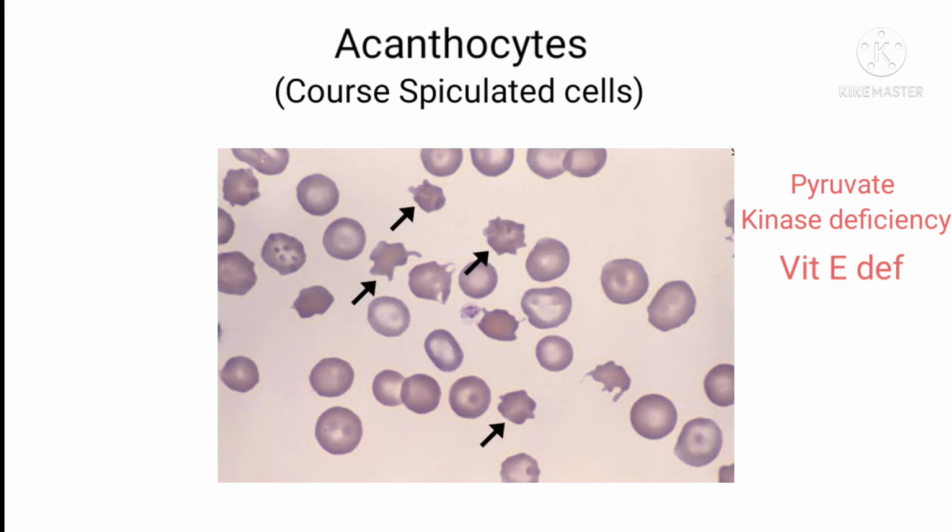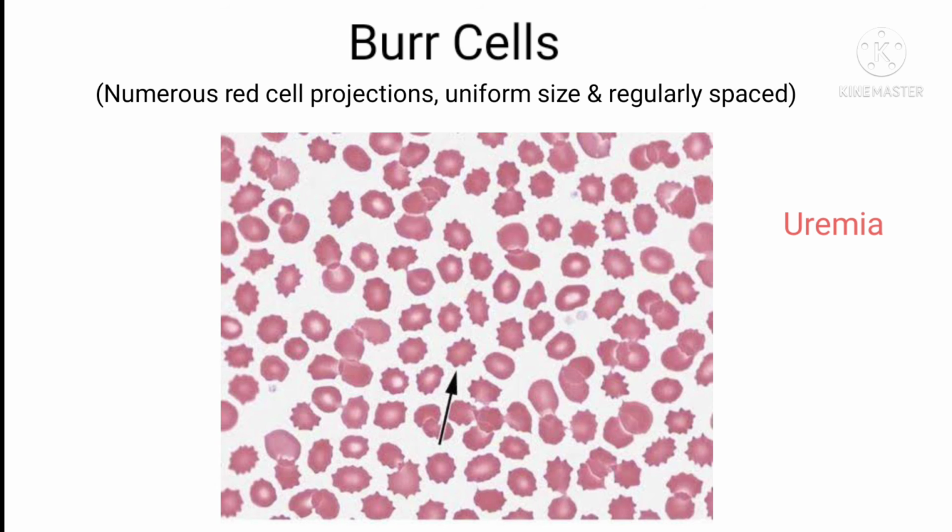Next one is acanthocytes. When the RBC possesses irregular large coarse spicules having sharp ends, it is known as an acanthocyte. These cells are seen in pyruvate kinase deficiency, vitamin E deficiency and liver diseases. The next one is burr cells. When the RBC projections are numerous, uniform in size and regularly spaced, it's a burr cell. It is mostly seen in uremia and drug-induced hemolytic anemia.